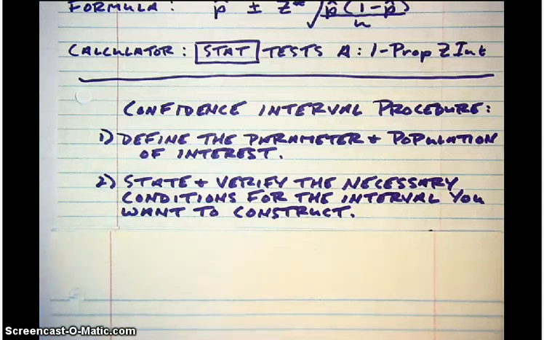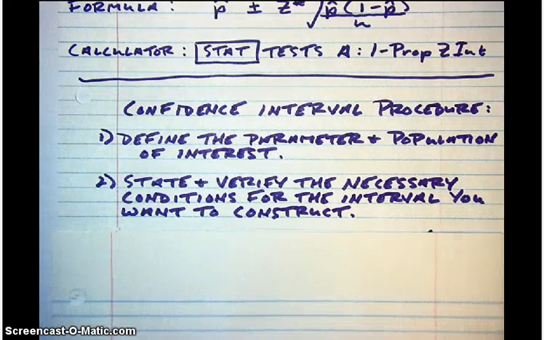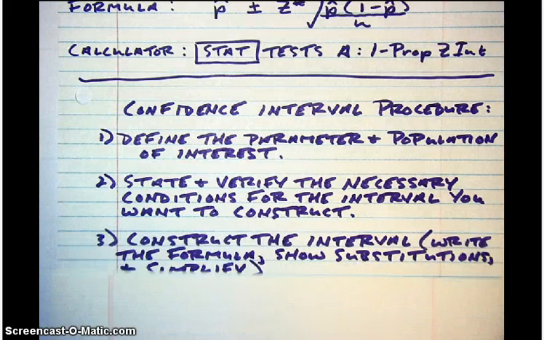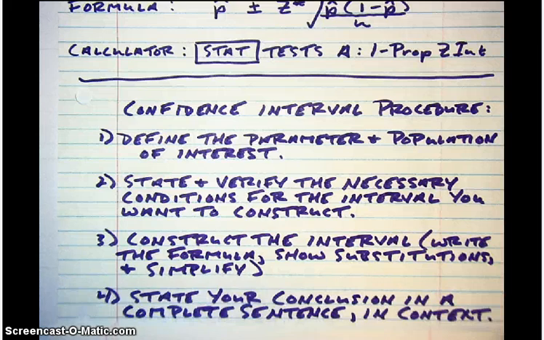Second, you should state and verify the necessary conditions for the interval you want to construct. These conditions will vary from one interval to another, so you have to be aware of what kind of interval you're trying to make, and then what conditions apply. Third, you're going to construct the interval. Write the formula, show the substitutions, and then simplify. And then fourth, state your conclusion in a complete sentence in context.